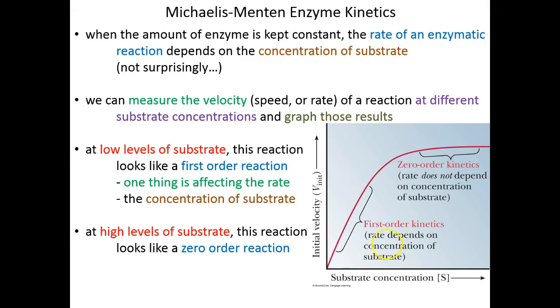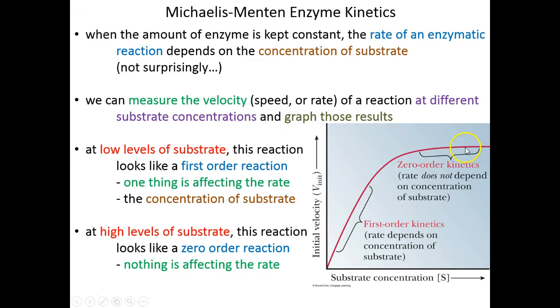But we see that if we continue adding substrate at higher and higher levels, the rate of the reaction maxes out or peaks out at some high level. And then we can continue adding substrate, and we see no change in the rate of the reaction. Up here, at these very high levels of substrate, we are now resembling a zero-order reaction. That is to say, nothing is affecting the rate. The rate of the reaction is what it is, and there's nothing we can do to change it.